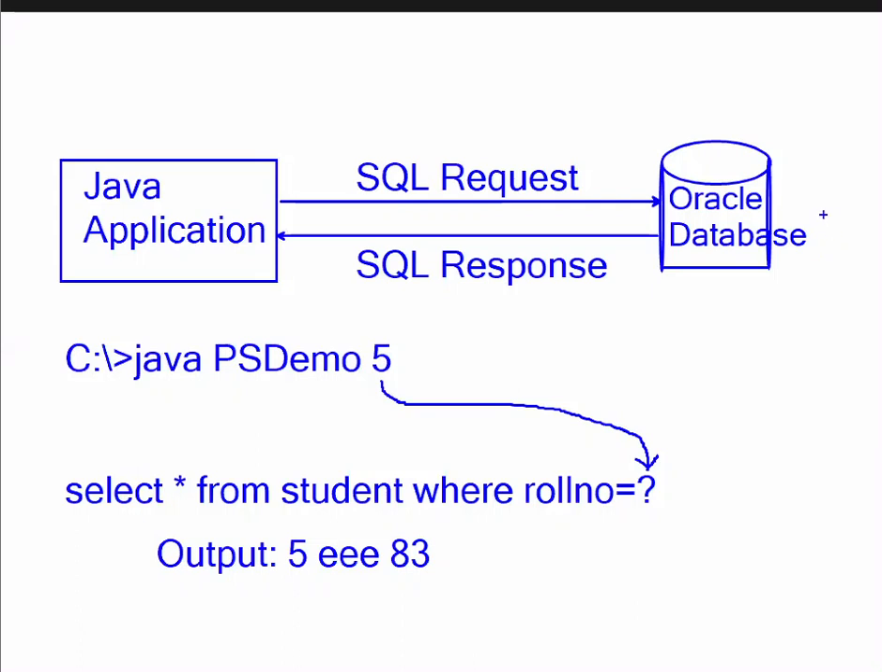Is it over? So at the command prompt, I'll pass the roll number. It has to display that particular record. That is my task. I'll ask questions and you have to give answers, first line to last line.